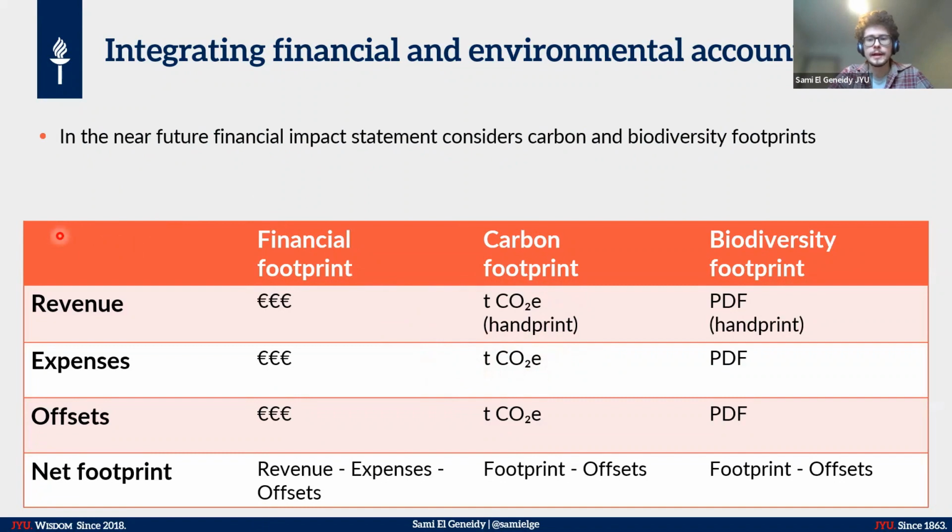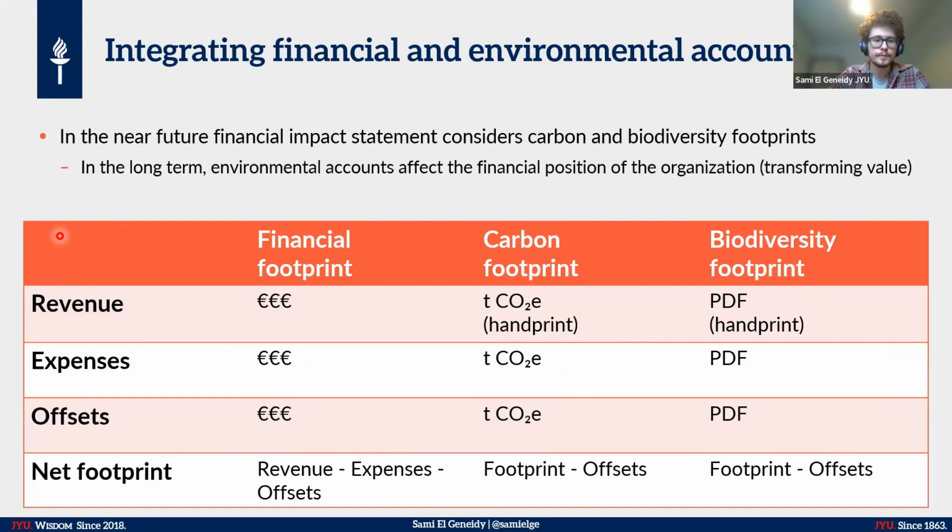So I think actually in the near future, our financial impact statement could consider carbon and biodiversity footprint already. And this could be helpful to bring the consideration of environmental things to the central decision making. So these reports that our top management gets would already include carbon and biodiversity footprints, which might help them to get more involved and understand these things as well.